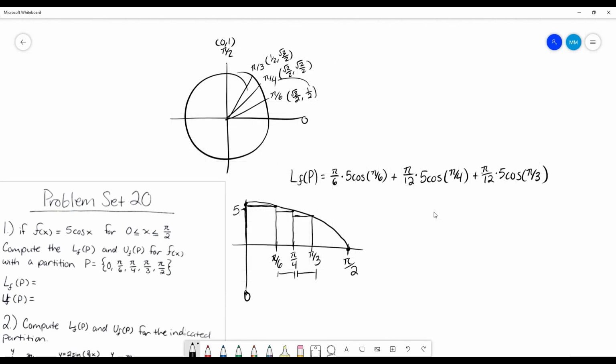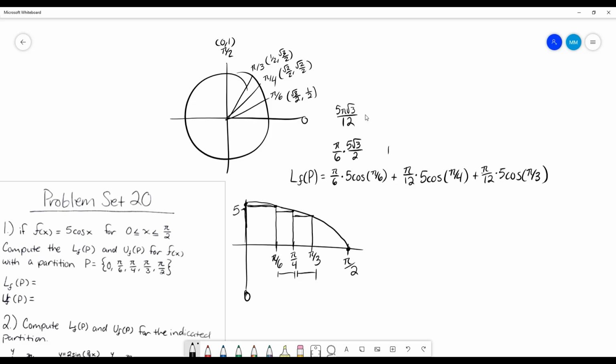So cosine at pi over 6 is that square root of 3 over 2. So it's going to be 5 times square root of 3 over 2 times that pi over 6. So that's going to be 5 pi square root of 3 over 6 times 2 is 12. I don't know that we can reduce that any more than it is, but we'll just leave that as it is right now.